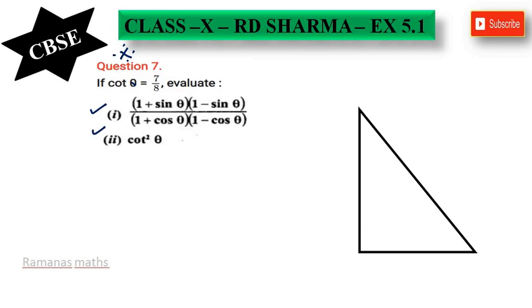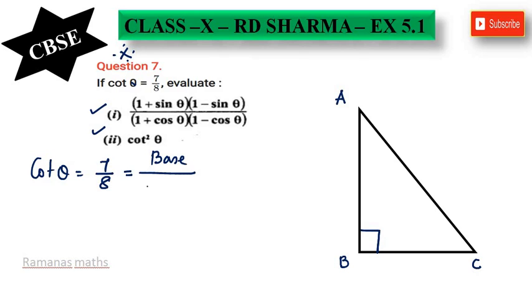Before doing these two subdivisions, we have to find all the side values of the given right triangle. Let us fix the vertices. This is A, this is B and this is C. There are no instructions given in the sum regarding this right triangle, so as we like, we can place vertices on it. The given ratio is cot theta is equal to 7 by 8. As we know, the ratio of cot theta is base by perpendicular.